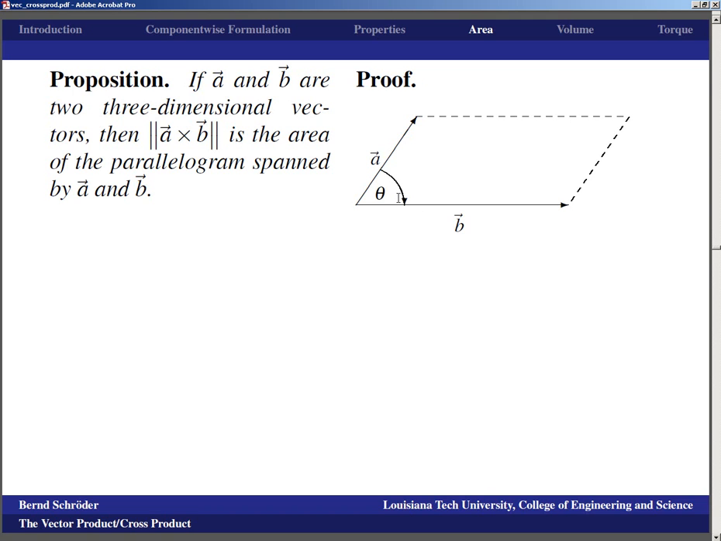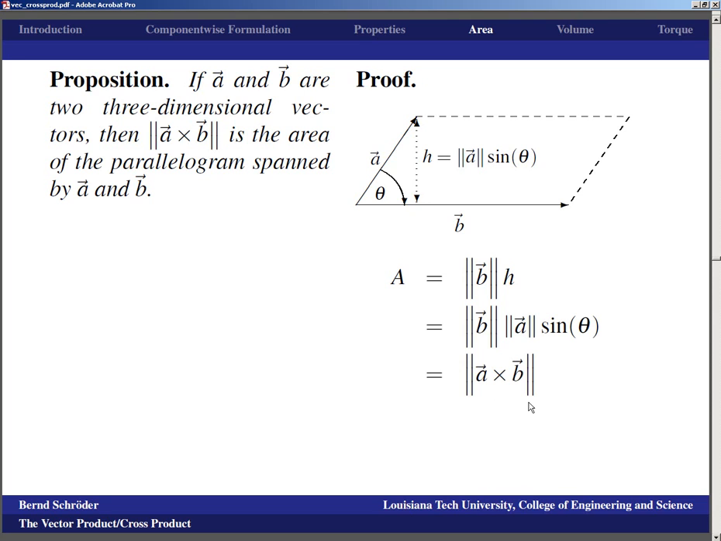We realize that the angle between the two vectors, theta, is right here, and that means that the height makes a right triangle where you've got theta as one of the angles. Here's a right angle, here's the height, and here is A, so that means sine of theta is height divided by the magnitude of A, and that means that the height is the magnitude of A times sine theta. And so the area is base times height, magnitude of B times the height, and that's the magnitude of B times the magnitude of A times sine theta, and that is the magnitude of A cross B, and that ends the proof.